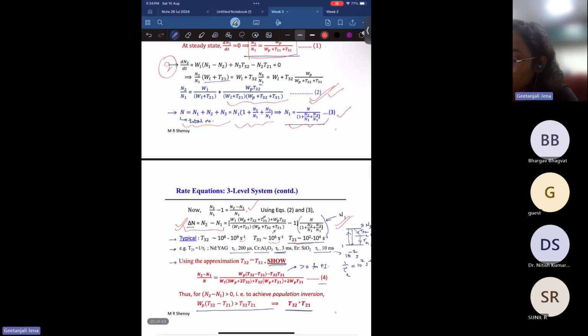So that means we can make an approximation here. We can take T32 as much greater than T31. If we take T32 much greater than T31, we can neglect the T31 term here. So we'll find delta n is this. So in equation 4, if we want population inversion between the second and first level, delta n should be greater than 0. So this term should be positive.